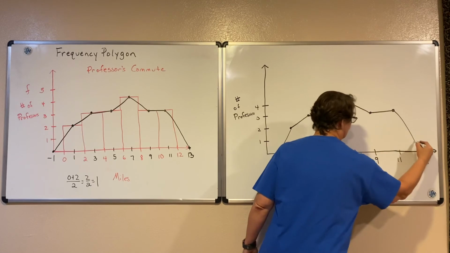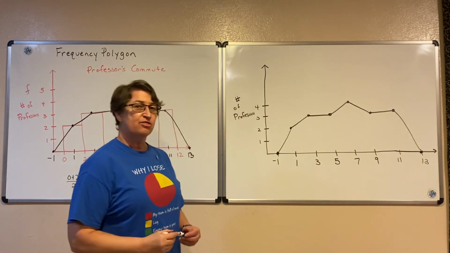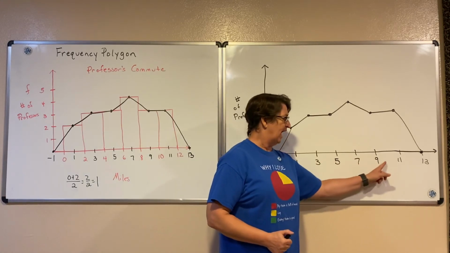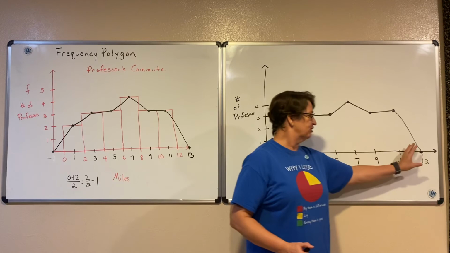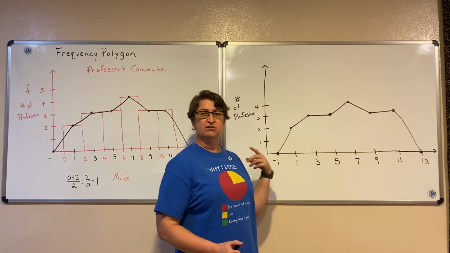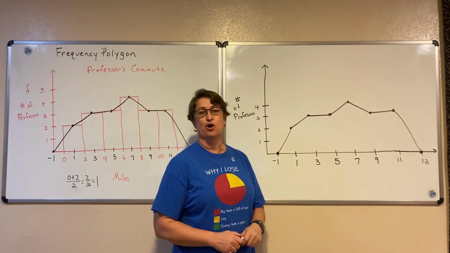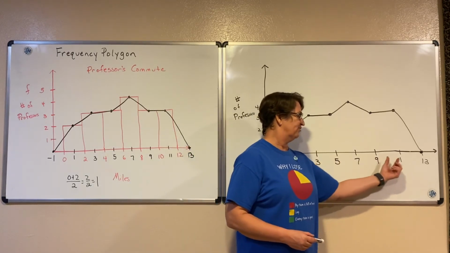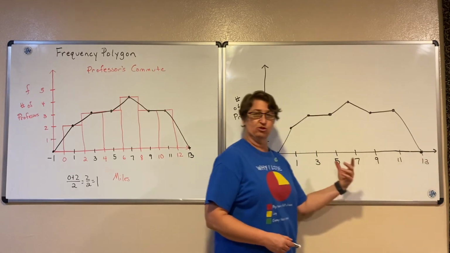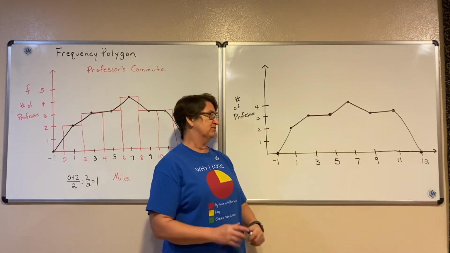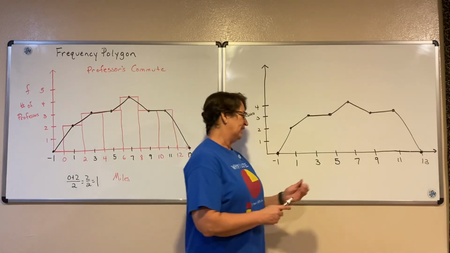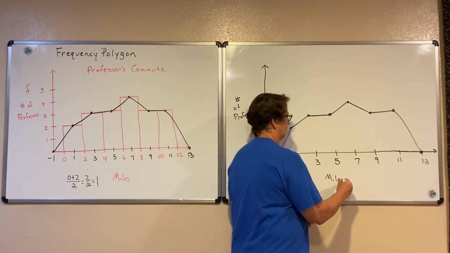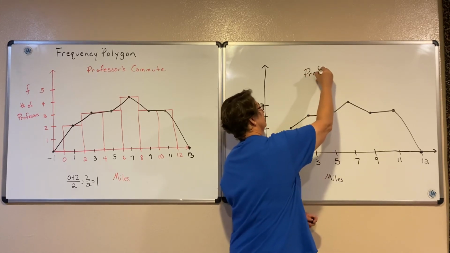So our frequency polygon looks like this. Now, this represents 1, 2, 3, 4, 5, 6 classes. Notice we're not counting our endpoints. They weren't classes in our original data. Our original data just had 1, 2, 3, 4, 5, 6 classes. You don't count those endpoints. It just brings the graph down firmly. Then I need labels. This is the number of miles. I need a title, so professor's commute.